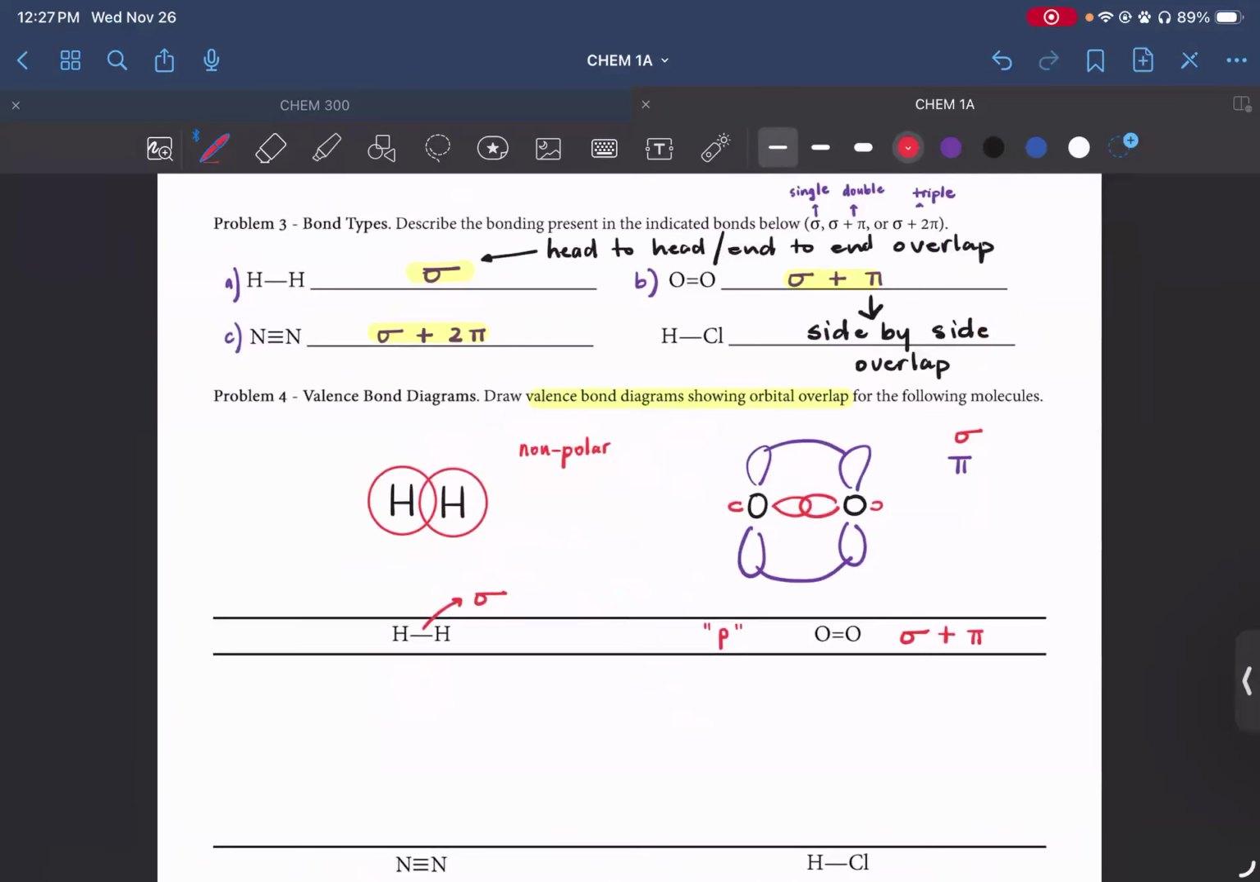We're going to do N2, but do we have any questions so far in valence bond diagrams? Yes, Joel. Connecting top and bottom flower petals kind of implies a triple bond. I can understand where that's coming from.